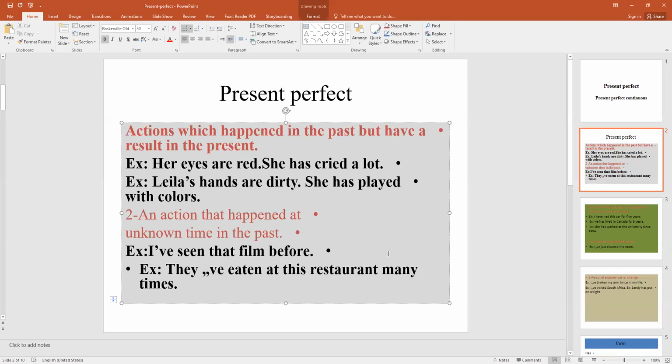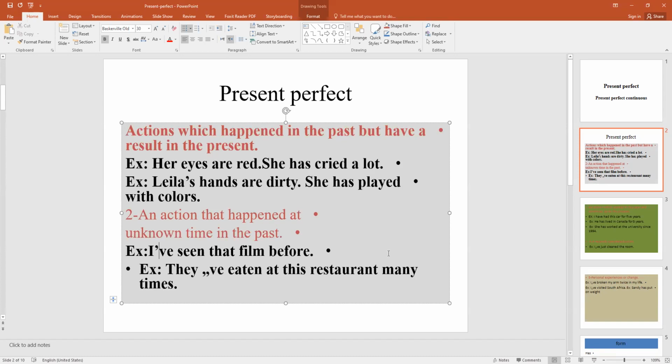That was the first usage. The second usage is an action that happened at an unknown time in the past. When you want to speak about something that happened in the past, but you don't mention the time, no need to mention the time. Like, I have seen that movie before.